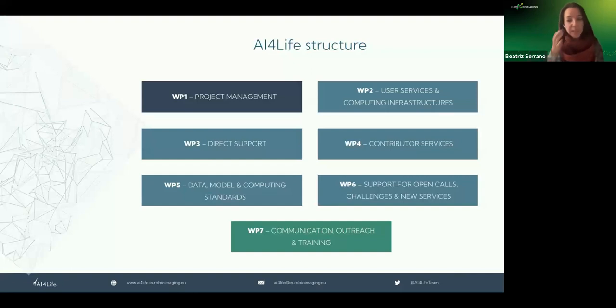Okay, so this is the structure of the project. It's not so relevant for you, I guess, but just very briefly, besides the project management and the outreach, that is the part that I'm taking care of, we have one work package per service, more or less. So work package 2 would be on the computing and the AI models repository. Work package 3 is more on support to the different users. Work package 4 is providing support to the developers, so more technical side. And work package 5 is on the storage, so that's more the bioimage archive side. And in work package 6, we engage with the audience with open calls and challenges.